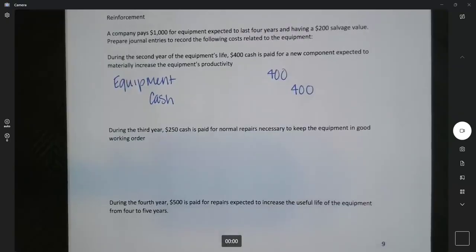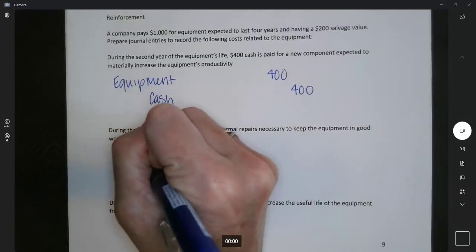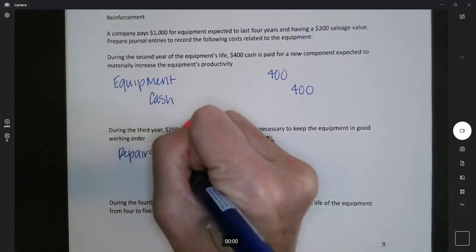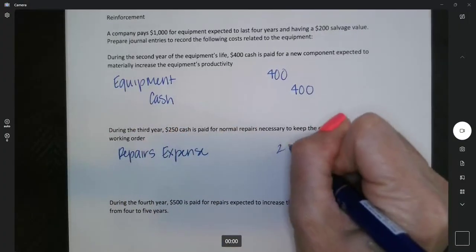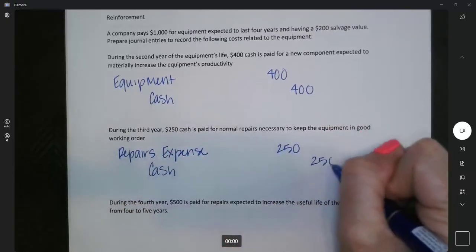In the next part, during the third year, $250 in cash is paid for normal repairs necessary to keep the equipment in good working order. This doesn't really increase the life, it's just regular maintenance. So we're going to debit repairs expense for $250, and we're going to credit cash $250.